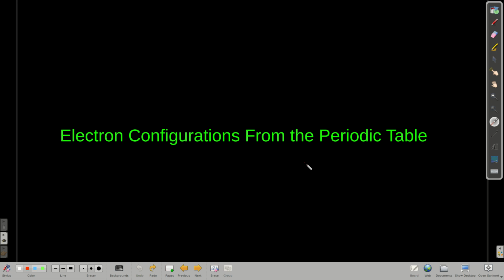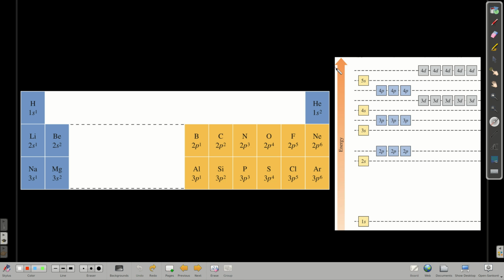In this module, we're going to talk about how to read electron configurations from the periodic table. Really useful. So this is how chemists do it. This is how we read the periodic table. So first, let's look at how the periodic table is organized.